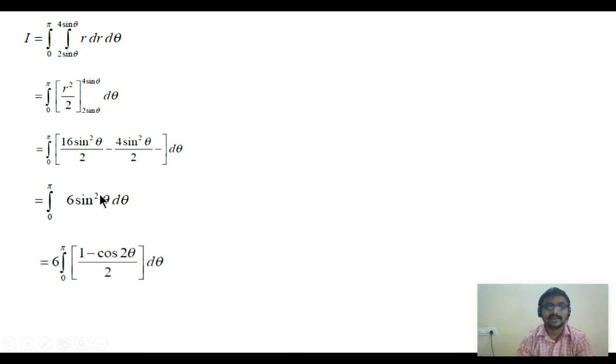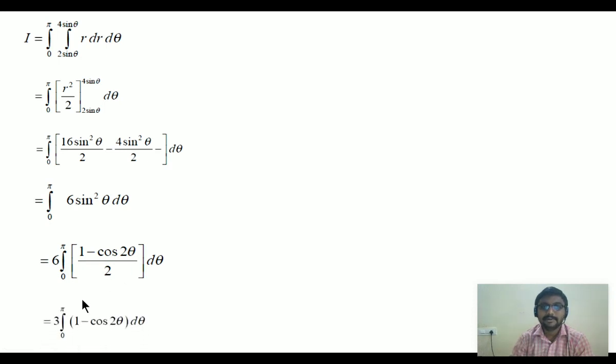6 is constant, but sine square theta can be written as 1 minus cos 2 theta whole by 2. Suppose there is cos square theta, then it can be written as 1 plus cos 2 theta whole by 2. So since there is a sine square theta, we can write 1 minus cos 2 theta by 2. Now half is the constant, just taking out the half. 6 by 2 is 3, 1 minus cos 2 theta.